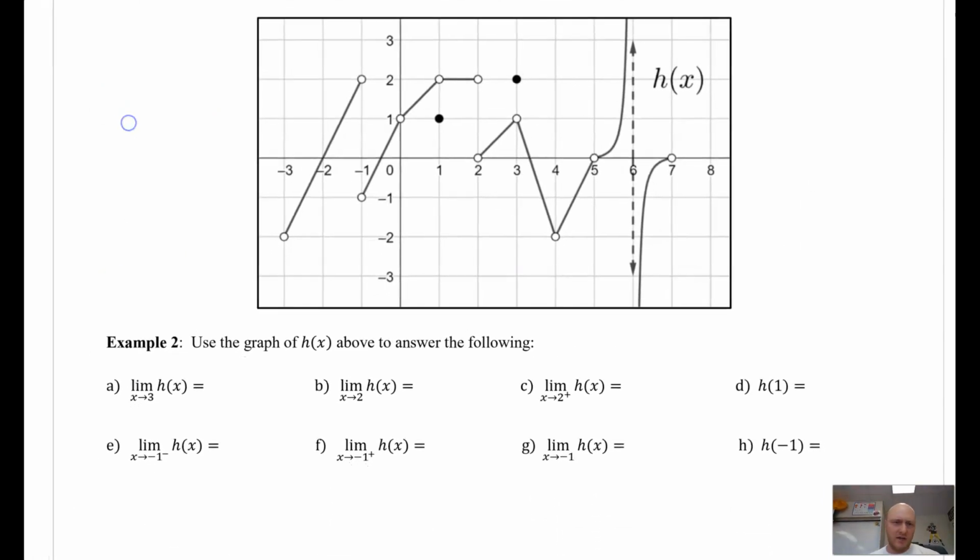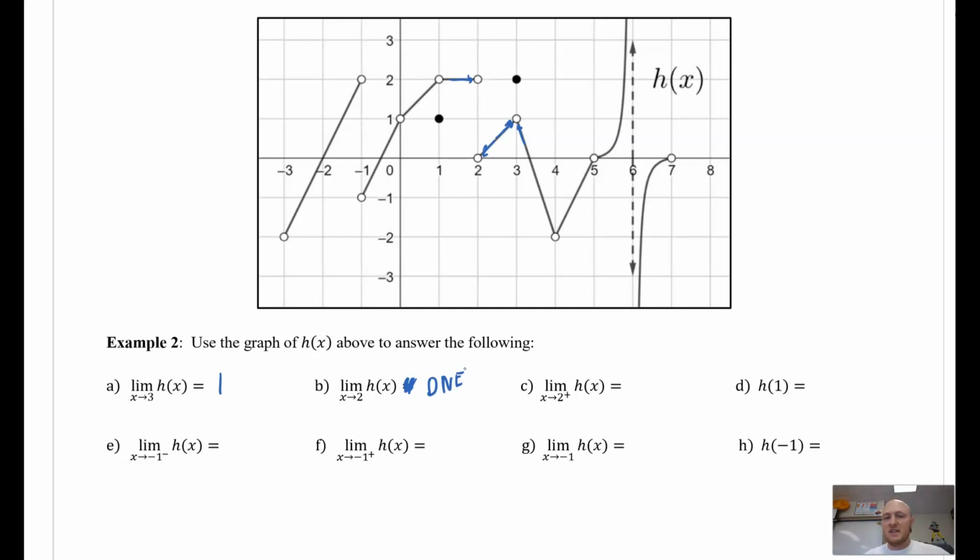All right. Example number 2. We're going to go through these. The limit of h of x as x approaches 3. From the left going to 1, from the right going to 1. So the limit is 1. B, the limit as x approaches 2 of h of x. From the left it's going to 2, and from the right it's going to 0. Remember, it's a y value. So our answer here, I'm going to cross off that equal sign. I don't like that. D and E, does not exist.